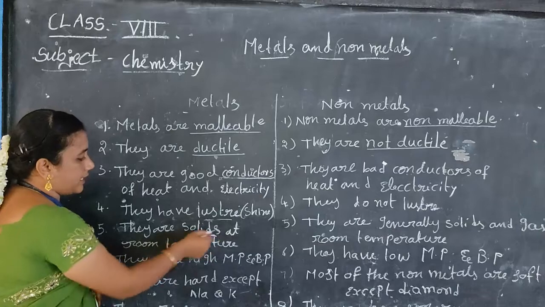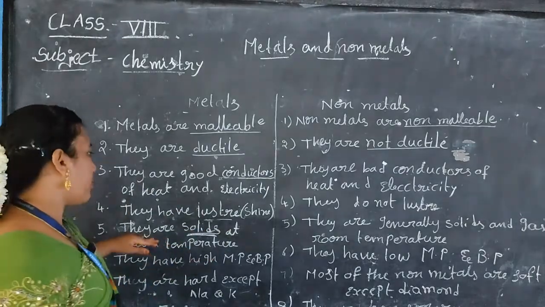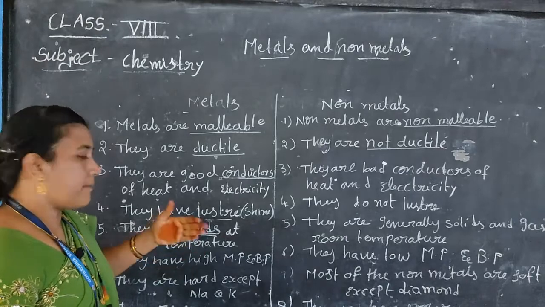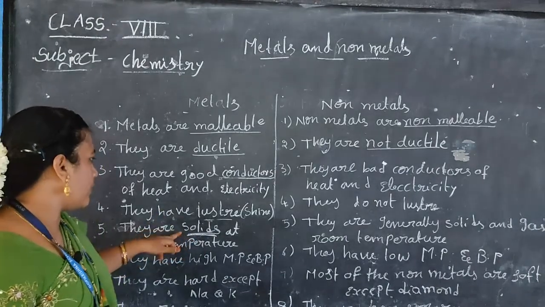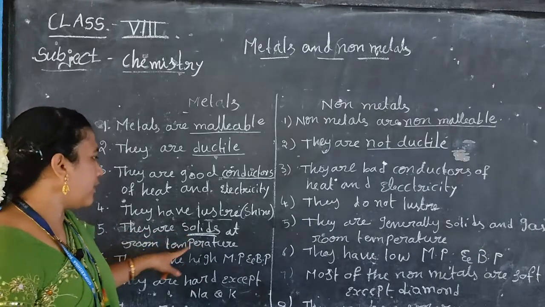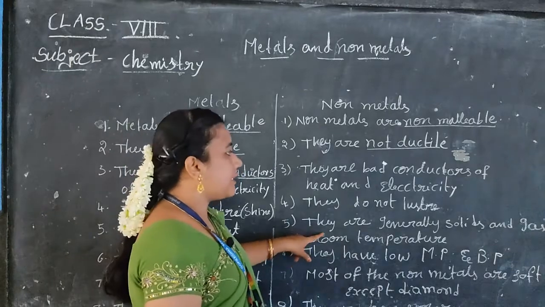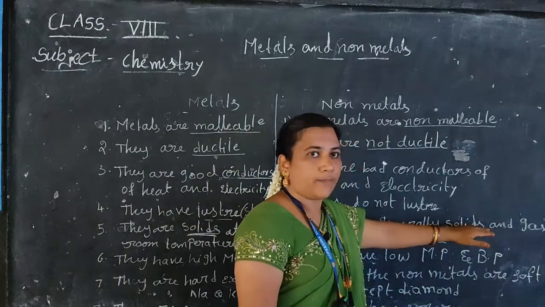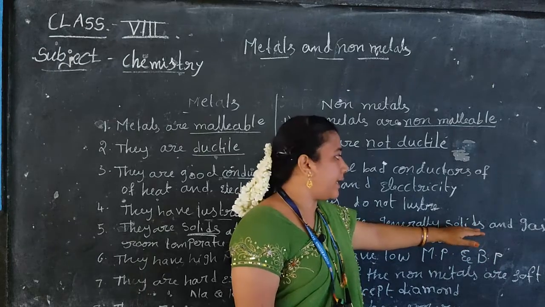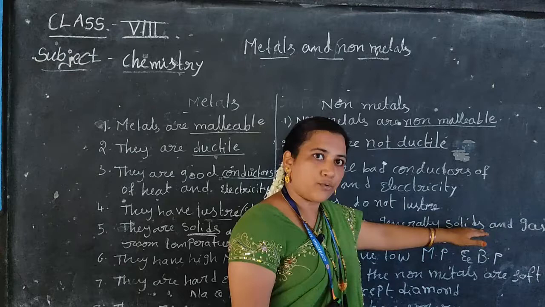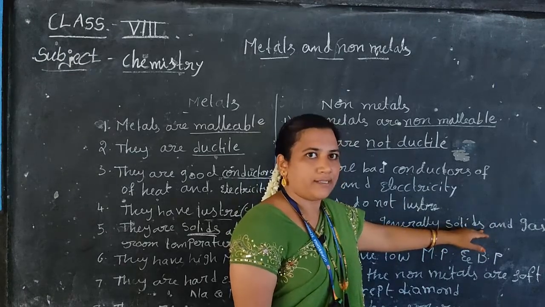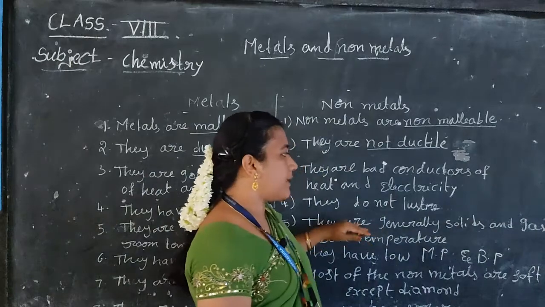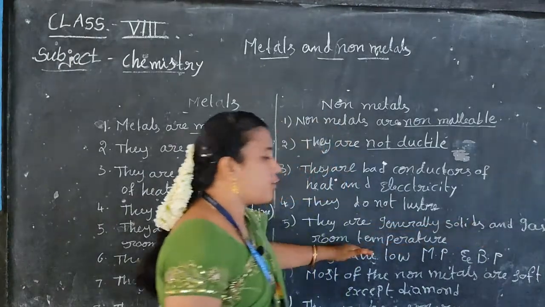Coming to the fifth property, metals are solids at room temperature. Most of the metals are solid at room temperature except mercury and gallium, which are in the liquid state. Most of the metals are in the solid state at room temperature. Coming to the non-metals, they are generally solids and gases. Examples of solids are phosphorus and sulfur. Gases are oxygen, nitrogen, hydrogen, helium, argon. These are the non-metals in the gaseous state at room temperature.